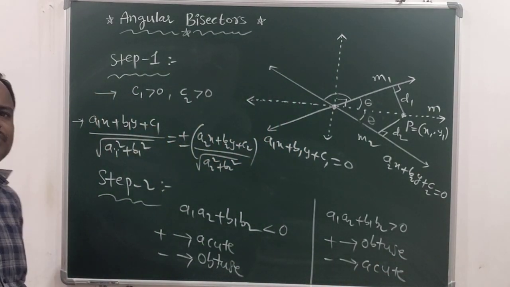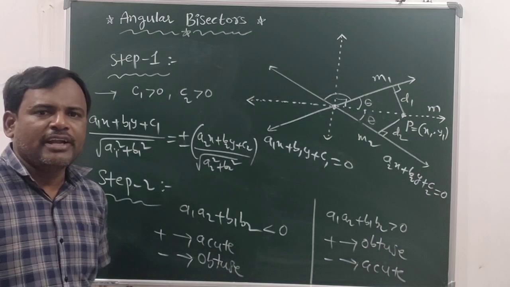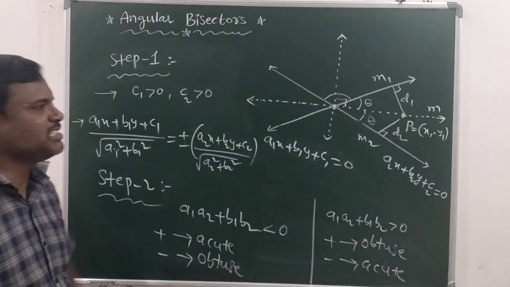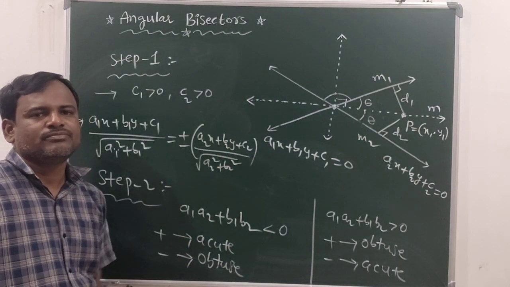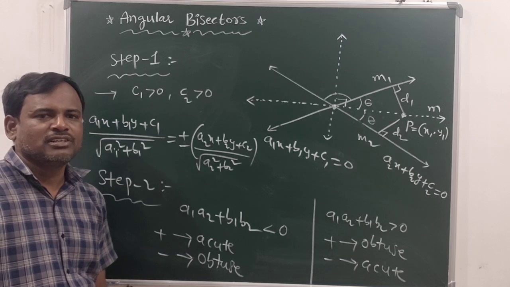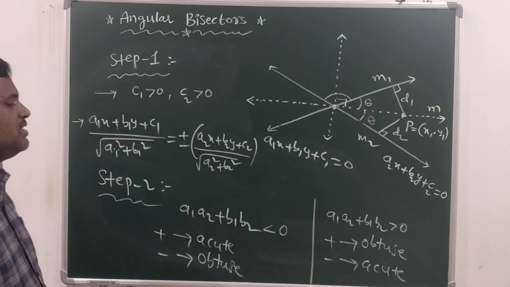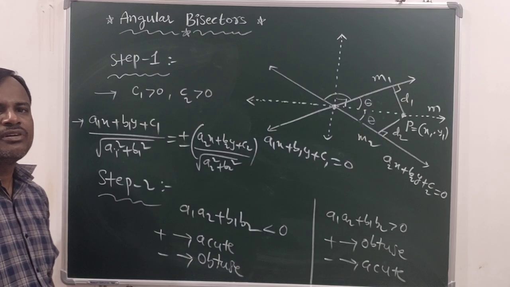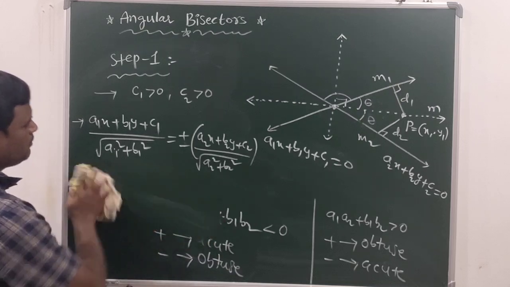Very easy, no students? Like this you have to identify which is the acute angle bisector and which is the obtuse angle bisector, because you cannot furnish the exact diagram on paper while doing the applications. So this is the way to identify which is the acute angle bisector and which is the obtuse angle bisector. Hope you have understood this. Now let us go to one more model.